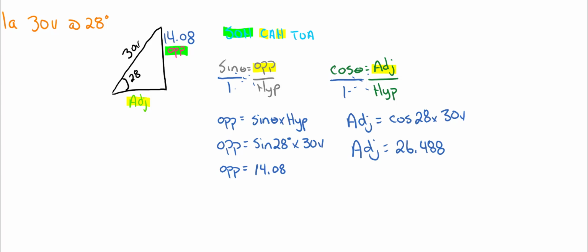So what is the question asking for? It's asking for my x value. So my x would also be my adjacent, and my y would be my opposite. So my x value is 26.488. My y value is equal to 14.08. And that's how you solve question 1a.